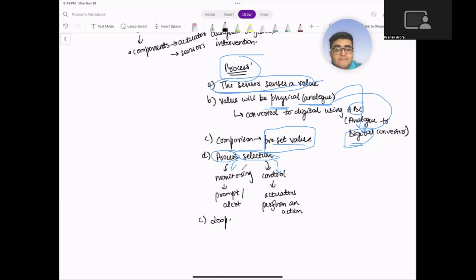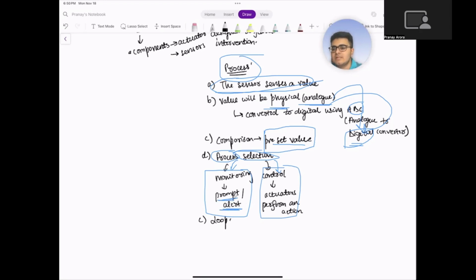Now there are two types of processes here. One is just an information process, and the other is where an actual action is being performed. For example, an intruder or alarm system. As soon as an intruder is detected using a motion sensor, infrared sensor, anything, the alarm rings. Now there is no physical action happening here, only the alarm is ringing. It's an alert, a sound, or only a prompt.